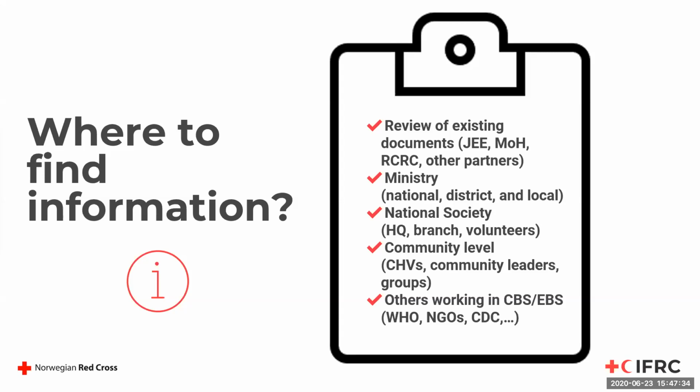Making sure to discuss with our ministry focal points and counterparts in the surveillance offices at national, district, and local level. Same thing with National Society at branch, HQ, and as well as with volunteers. Making sure we talk to the communities themselves, so bringing in volunteers, community groups, community leaders, talking with existing community health volunteers and community health workers, and as well as if there are other partners already working in either community-based surveillance or event-based surveillance, such as CDC, WHO, or other NGOs, making sure we talk to them to pull in the lessons they've learned as well to see how we can best fill existing gaps.